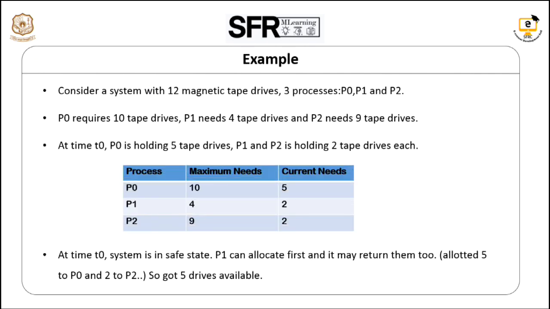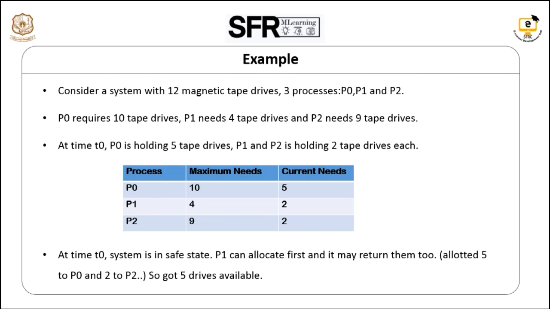Here we have an example. Consider a system with 12 tape drives and 3 processes P0, P1 and P2. P0 needs 10 drives, P1 needs 4 drives and P2 needs 9 drives. Initially, P0 holds 5 drives and P1 and P2 hold 2 drives each. The system is in a safe state because P1 can finish first and release its drives. After releasing, those resources can be used by the other processes, maintaining safety.